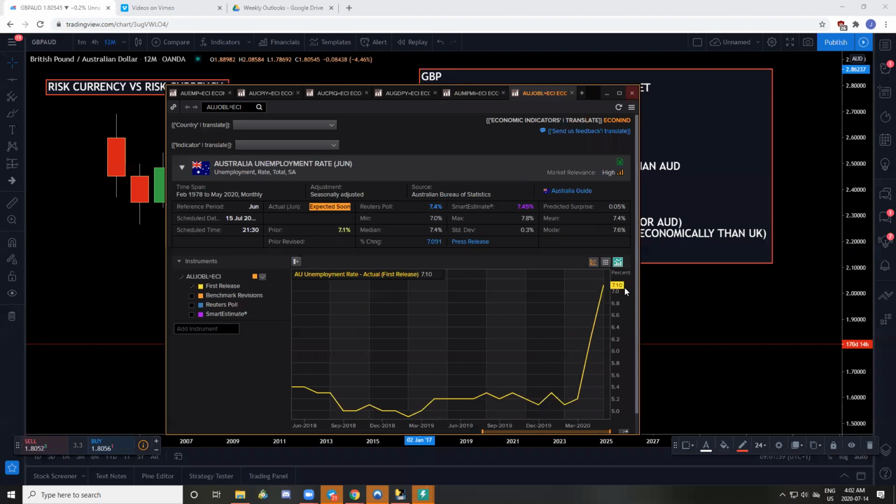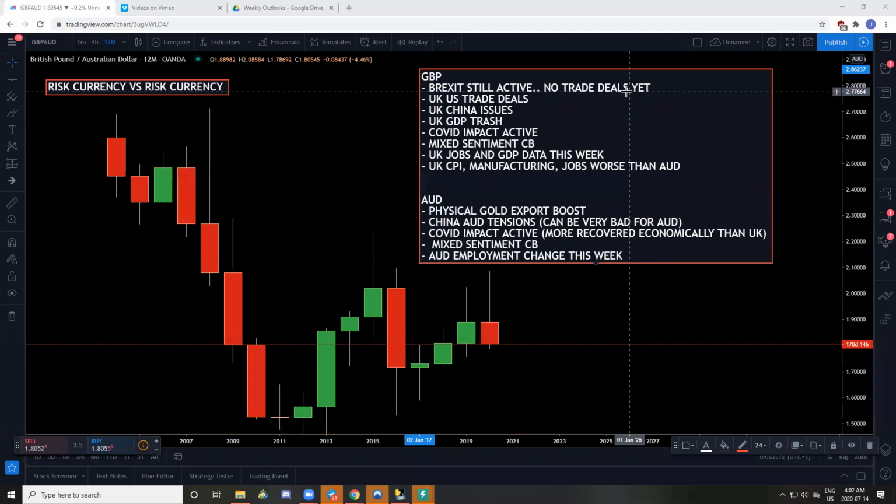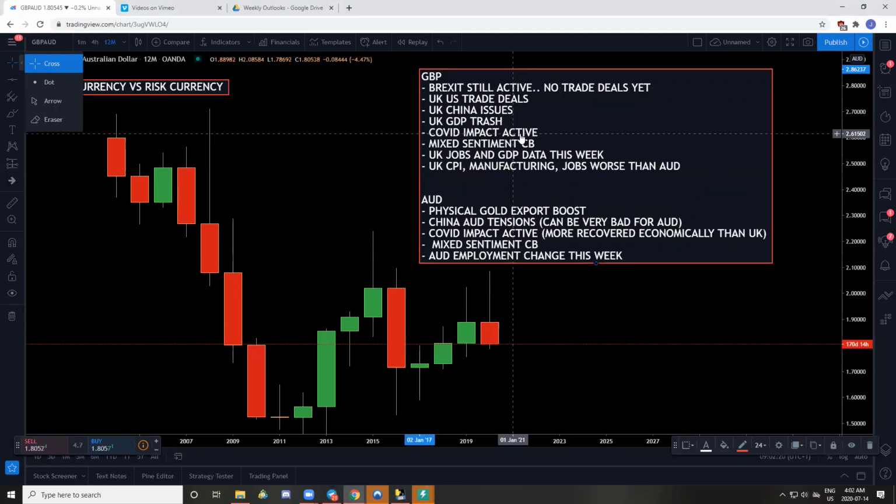I'm just trying to say when you guys are looking at a risk currency versus a risk currency, we have to weigh out the pros and cons of each one and fundamentally say, okay, GBP is looking stronger than AUD right now, or vice versa, right? To me, GBP is looking a lot weaker than AUD right now, especially with some of the data we have seen. And that's just what I'm seeing from a macro fundamental sentiment perspective.